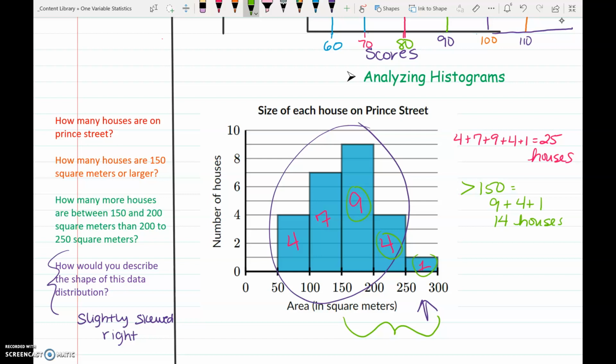All right, how many more houses are between 150 and 200 than 200 and 250? All right, so between 150 and 200, 9. So how many more houses? 9 minus the 4 between 200 and 250. So 5 houses.